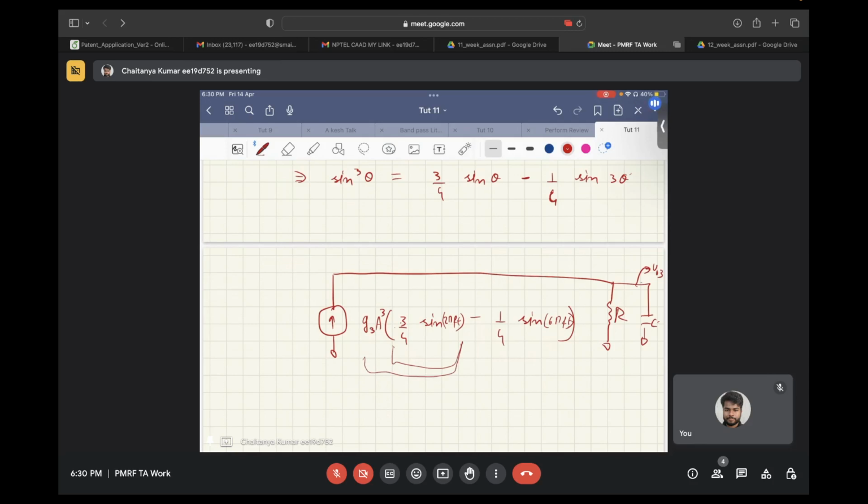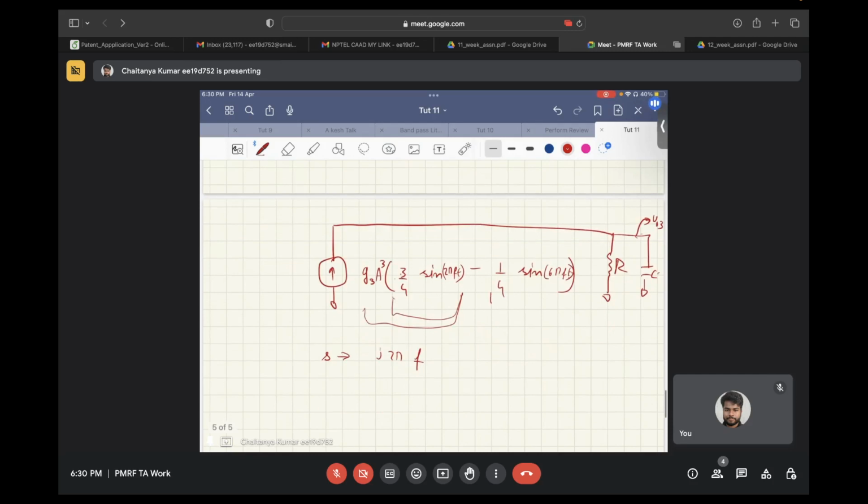In that case you will replace S by j2πf, and when you are calculating the magnitude response for the third harmonic, you will forget about the fundamental harmonic. You will replace S by j6πf, and then find the magnitude frequency response. That's why the impedance value of the capacitance will vary.